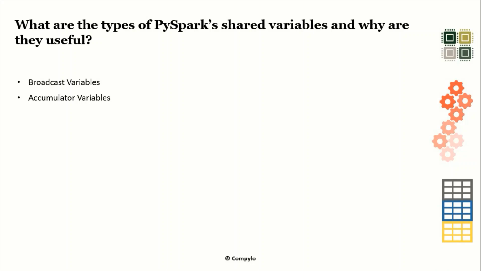Next question is, what are the types of PySpark's shared variables and why are they useful? In PySpark, shared variables are variables that can be used across multiple tasks in a distributed manner. They are essential for managing state and sharing data efficiently among the nodes in a Spark cluster. The two main types of shared variables in PySpark are broadcast variables and accumulator variables. Let's first discuss broadcast variables.